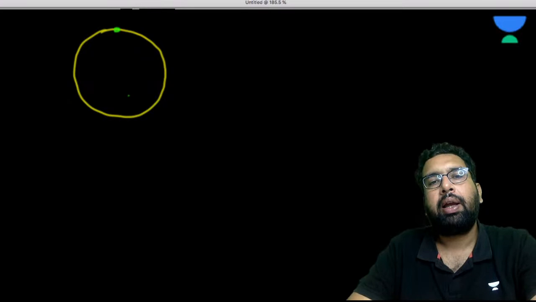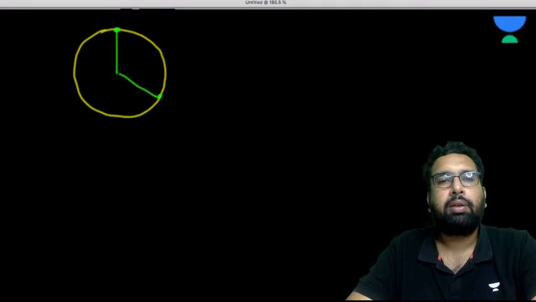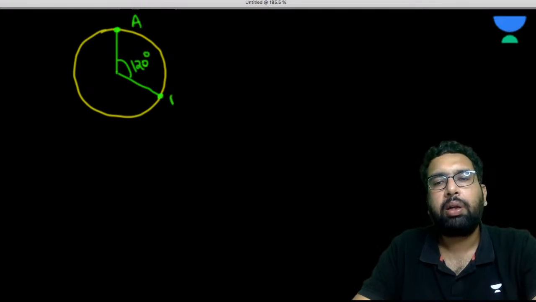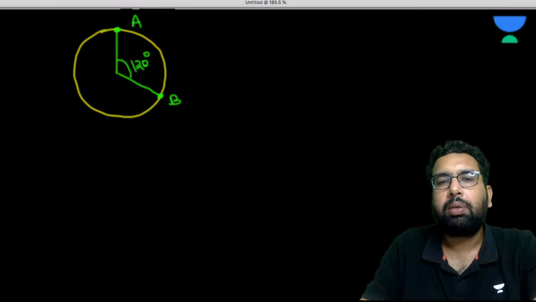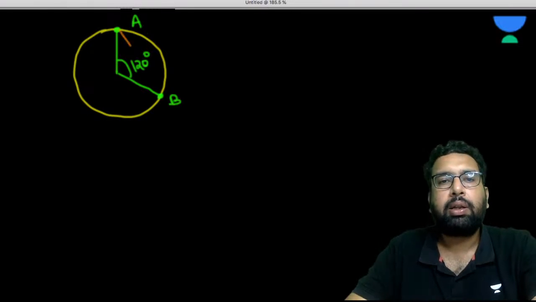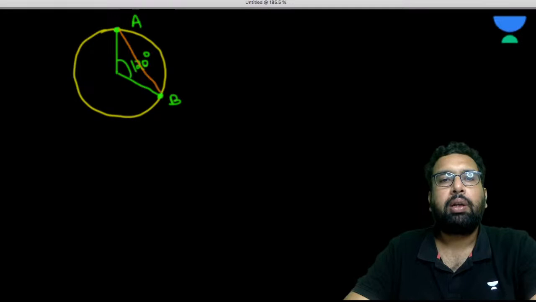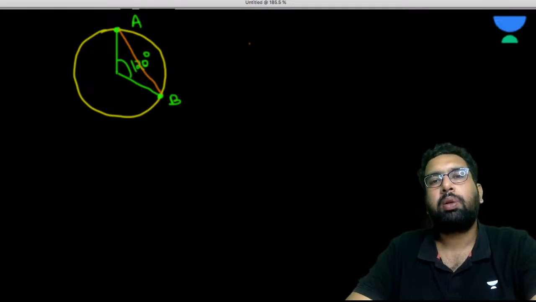Like for example, if it is said something has moved like this, this is point A and this is point B, and this angle is 120. So from this point A to this point B, what is going to be the displacement? The displacement is going to be this. So what is going to be the displacement?